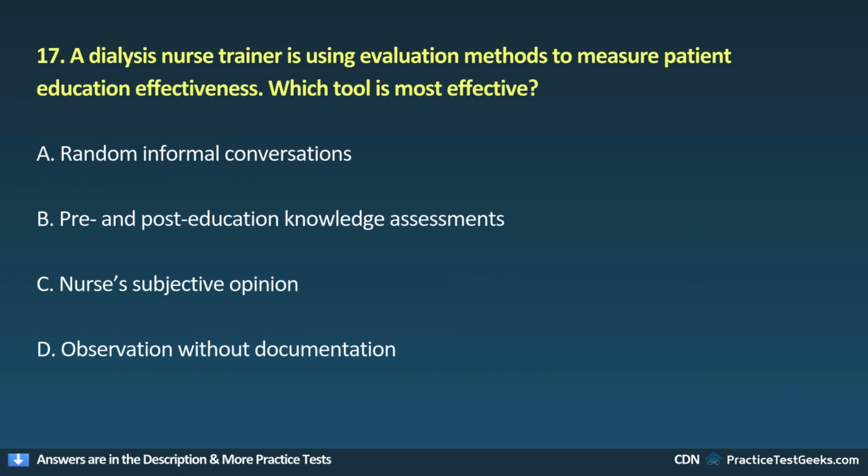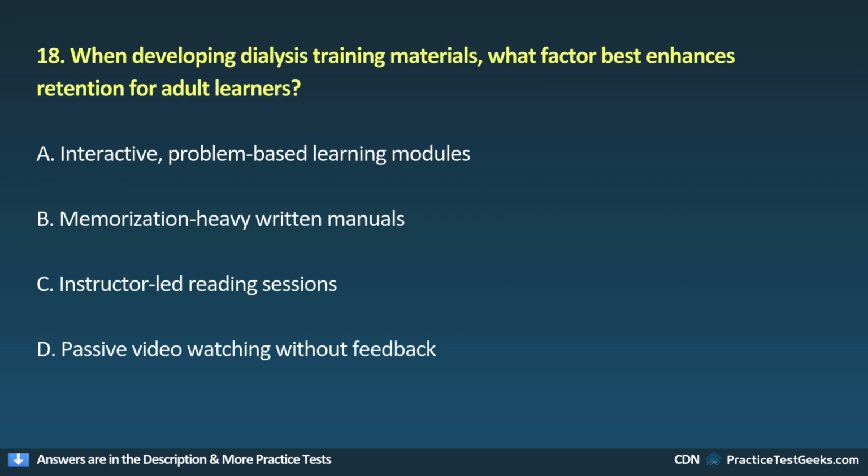17. A dialysis nurse trainer is using evaluation methods to measure patient education effectiveness. Which tool is most effective? A. Random informal conversations. B. Pre- and post-education knowledge assessments. C. Nurse's subjective opinion. D. Observation without documentation.